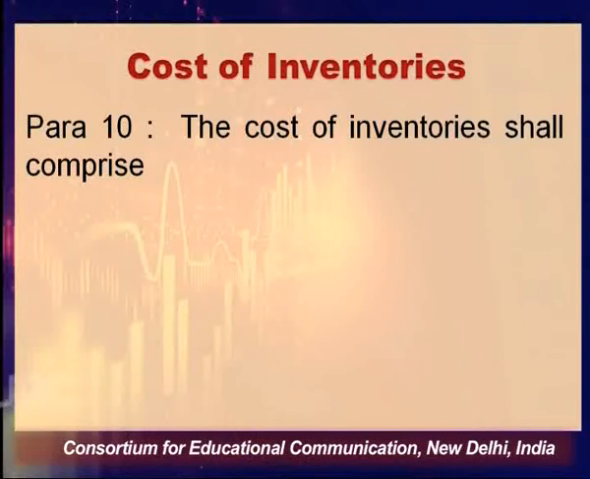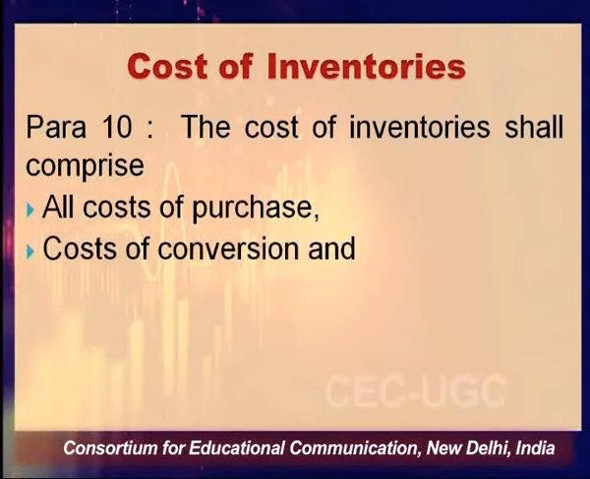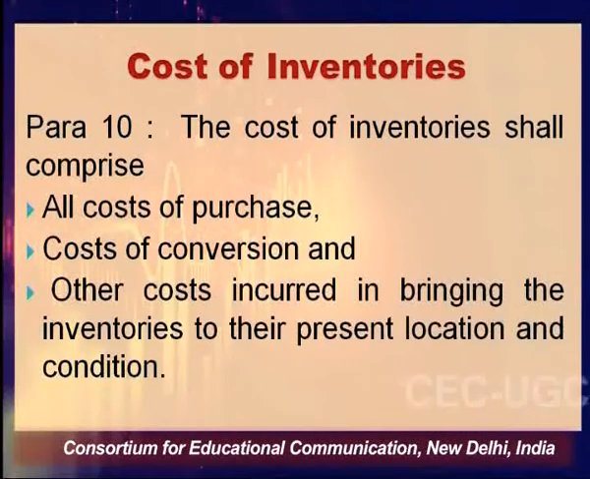In the light of this Ind AS 2, if you look at para 10, it says that the cost of inventories shall comprise all costs of purchase. Whatever cost you incur on purchase of that inventory is an integral part of your cost of inventory. Then the cost of conversion, if you are dealing with a manufacturing process and finished goods, and other costs incurred in bringing the inventories to their present location and condition. So whatever haulage, freight or carriage you incur is also included in the cost of inventory.